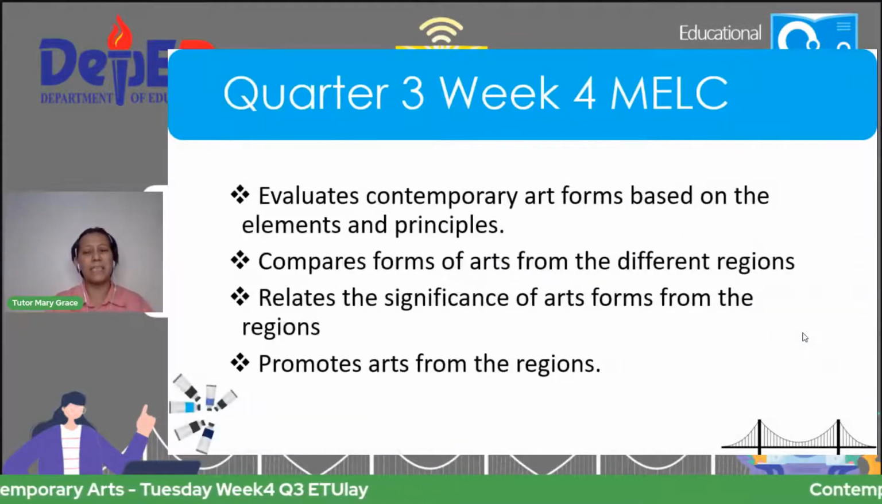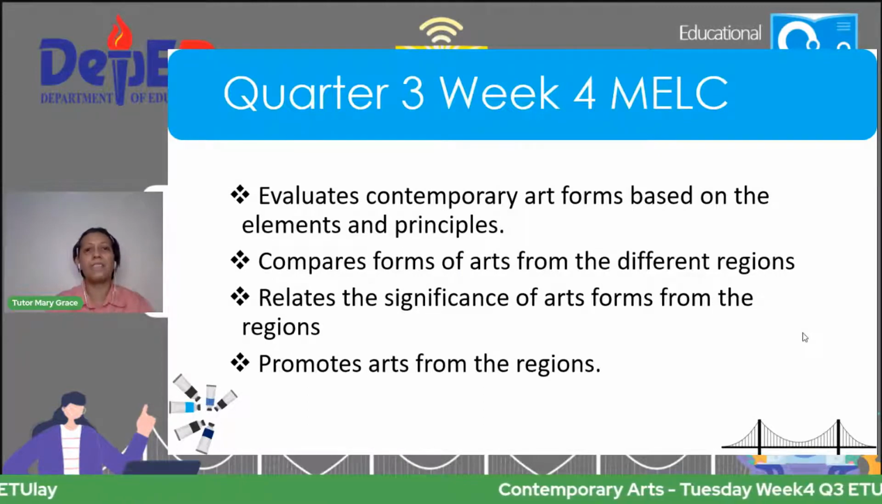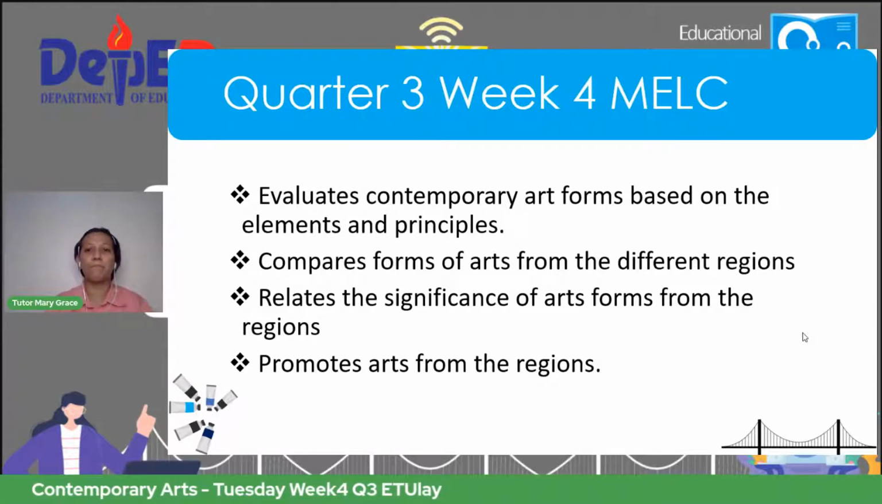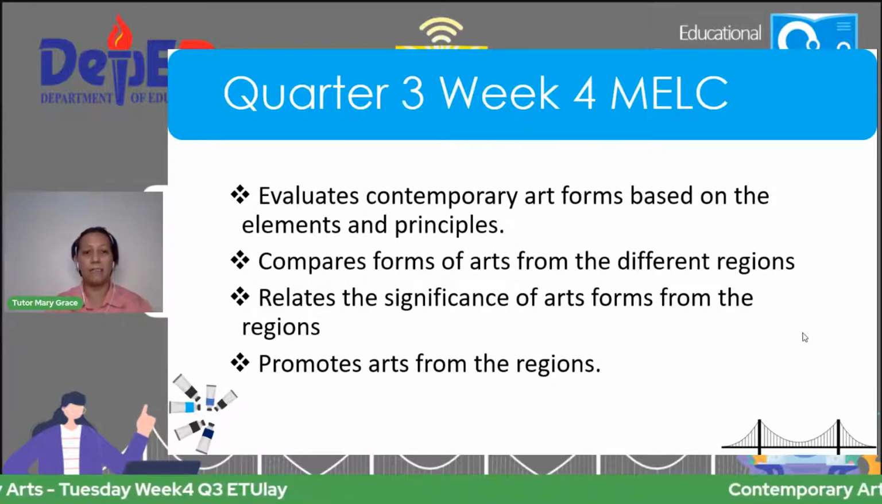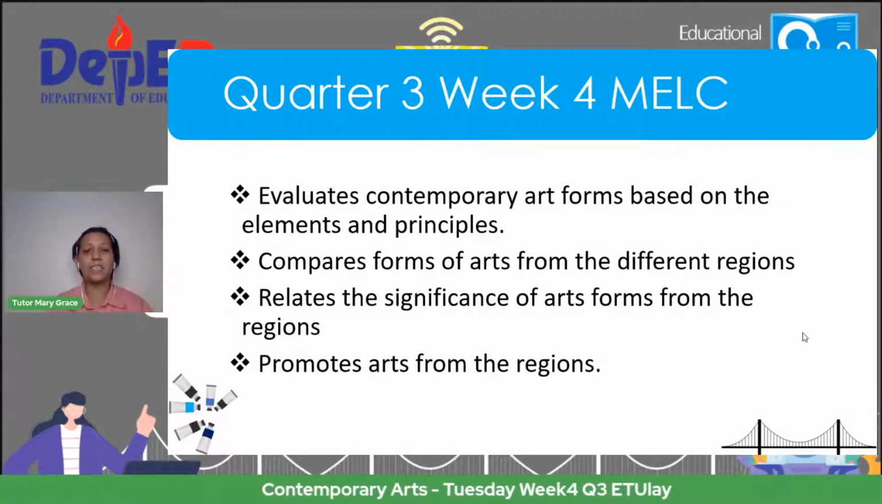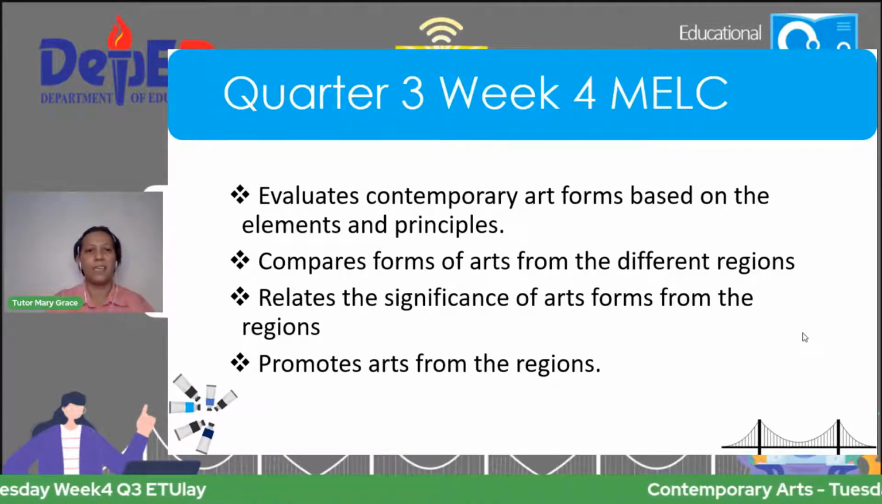Alright, so ano ba ang dapat nating matutunan? Anong competency ba ang dapat nating ma-achieve after this E2Lie online tutorial? Well, first, you need to be able to evaluate contemporary art forms based on the elements and or principles. Compare forms of arts from the different regions, relate the significance of art forms from the regions, and promote art forms from the regions. Okay?